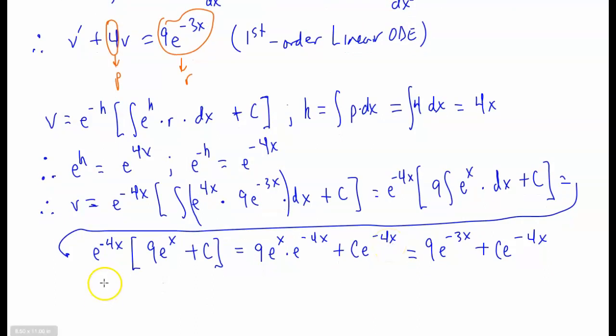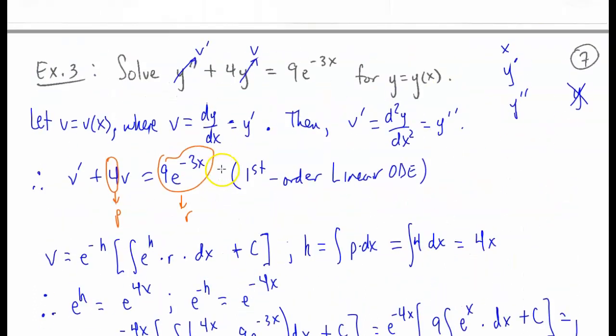And so we see here that our v of x, I should say, should be 9e raised to the minus 3x plus c e raised to the minus 4x. So at this point, we found v, but the thing is that we're not trying to solve for v, right? So we need to figure out what y is. So if we go back up here, we see that we said that v was y prime, or the first derivative of y with respect to x.